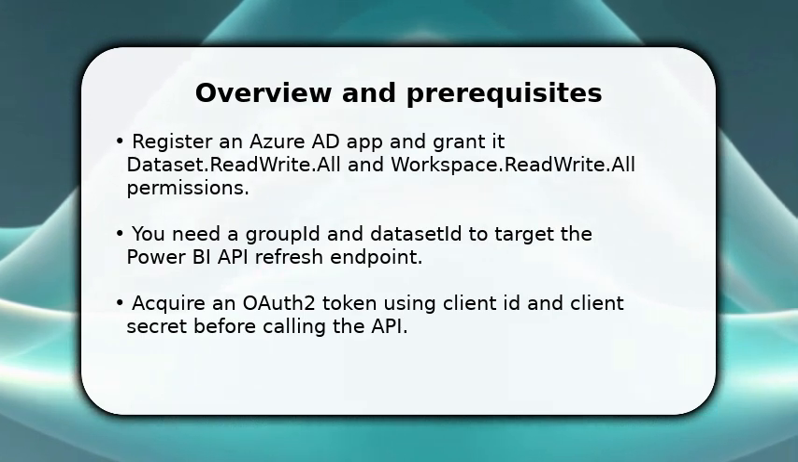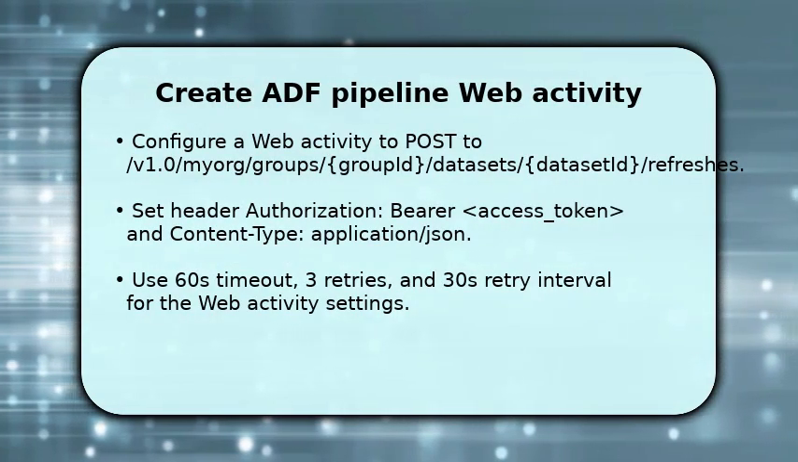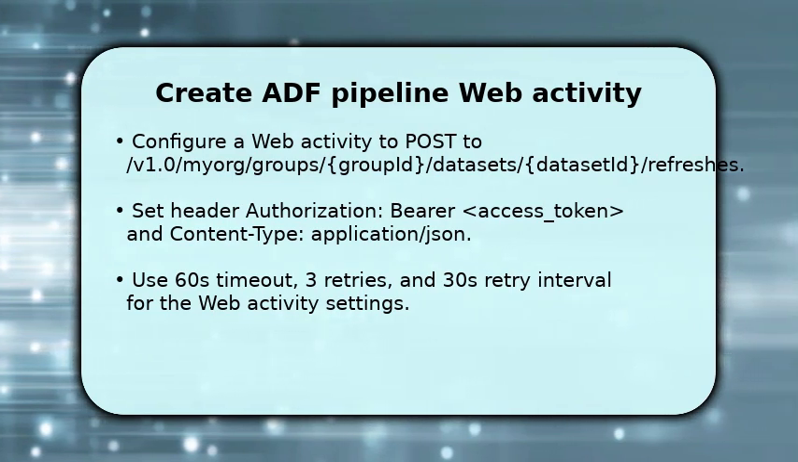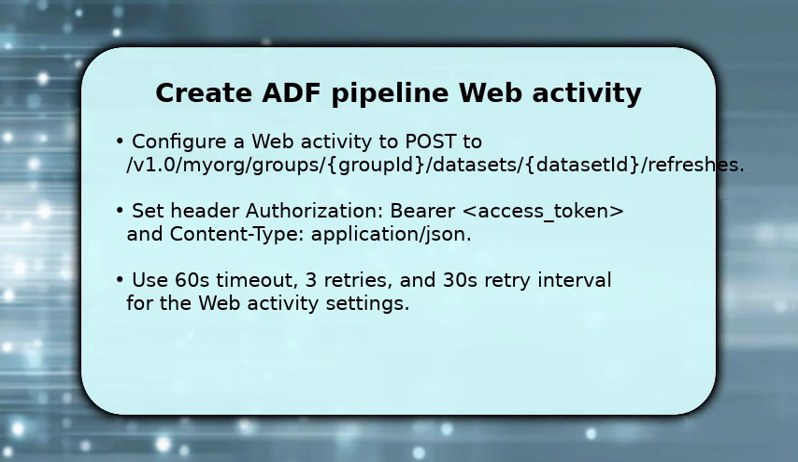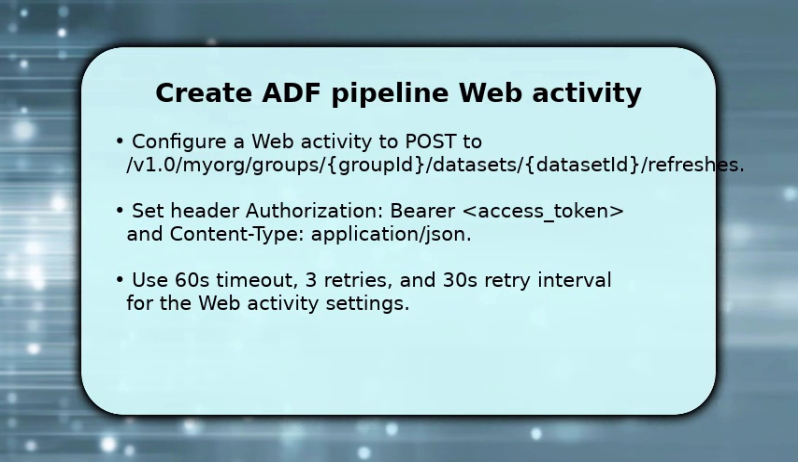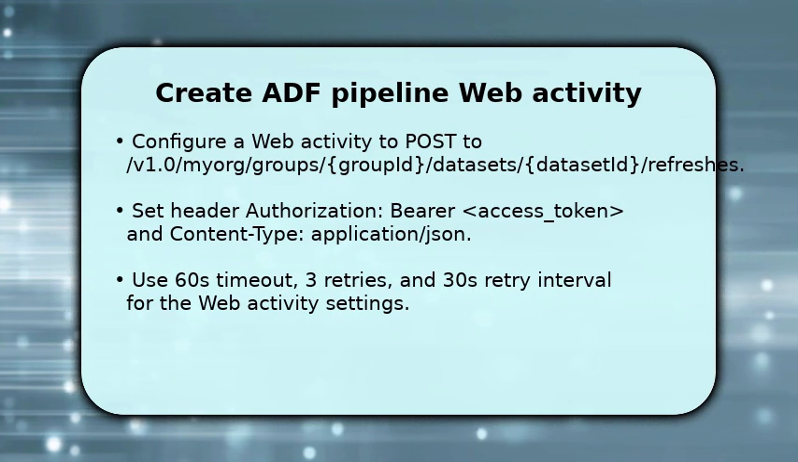In Azure Data Factory, create a pipeline with a web activity to call the Power BI API. Use URL https://api.powerbi.com/v1.0/myorg/groups/groupID/datasets/datasetID/refreshes and set method to POST.